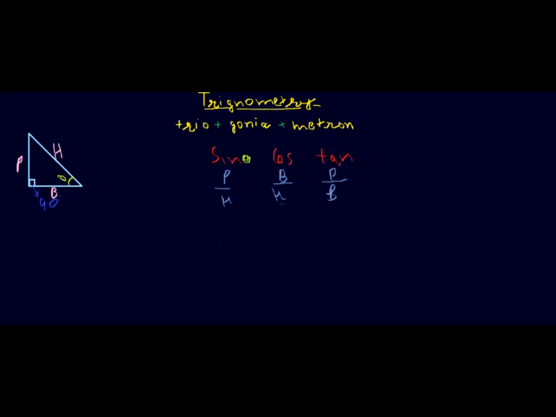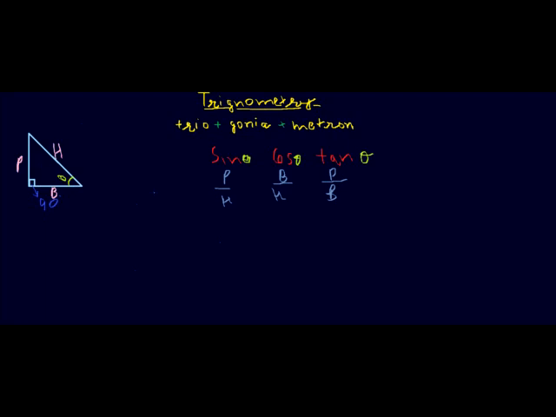Then cos is base over hypotenuse. And perpendicular over base is tan. Tan means the side opposite to the angle over the side adjacent to the angle, that is perpendicular over base.